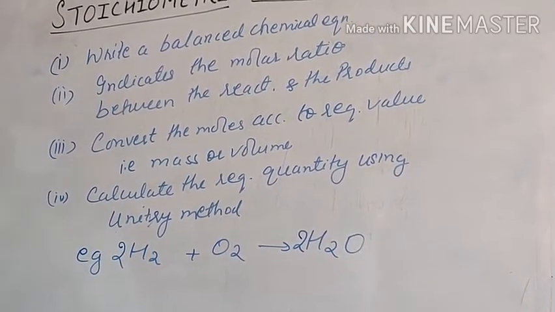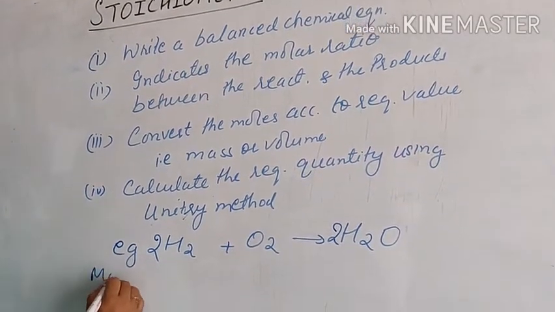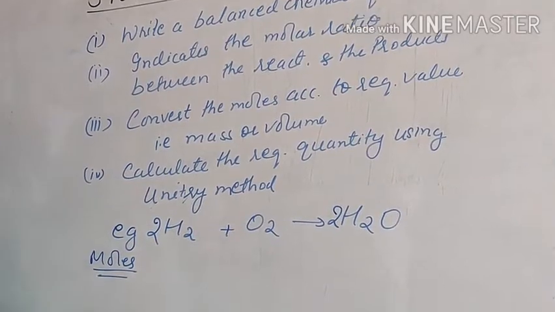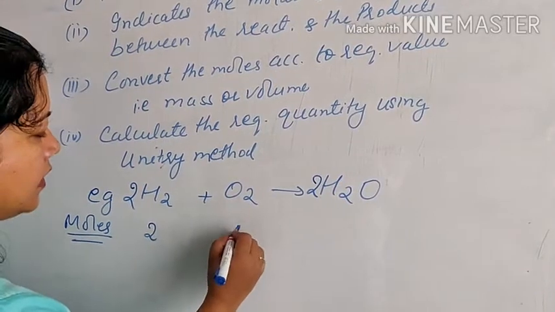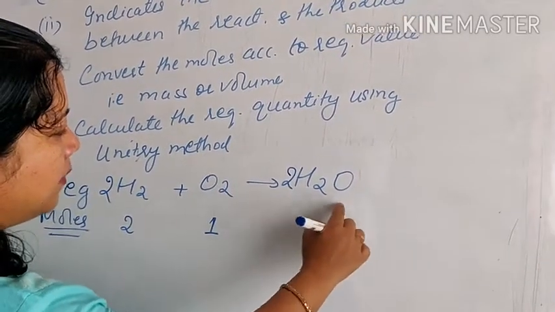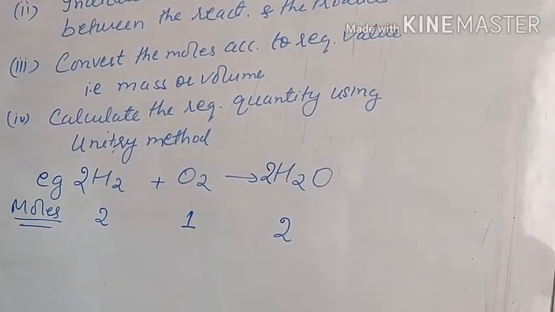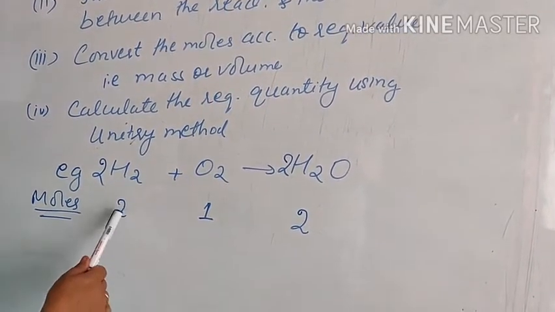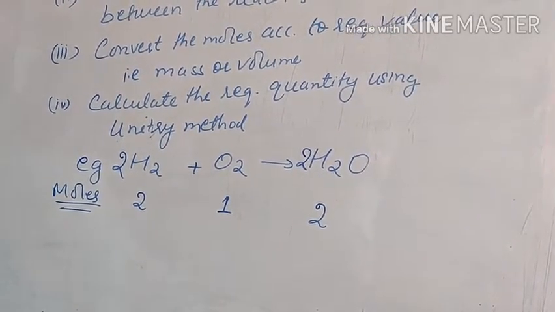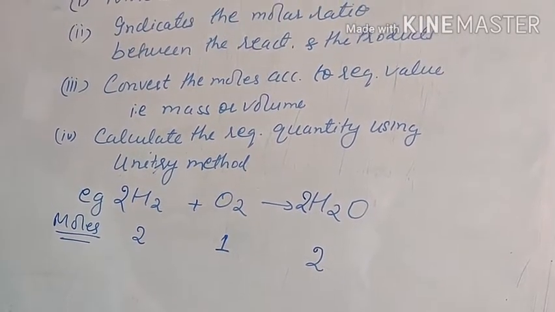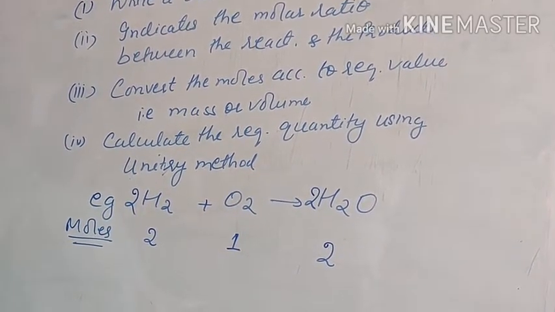Second step, indicate the molar ratio between the reactants and the products. So the number of moles of hydrogen according to the balanced chemical equation is 2, oxygen involved is 1 and the number of moles of water formed is 2. So the molar ratio between the reactants and the products is 2:1:2. This is called the stoichiometry of the reaction. Now third step is converting the moles into the required value. It may be mass or it may be volume.